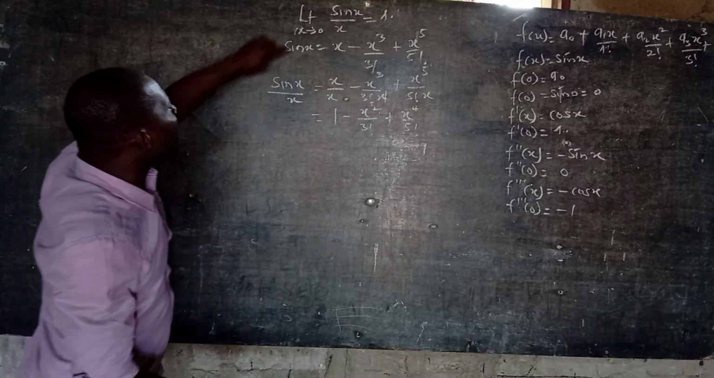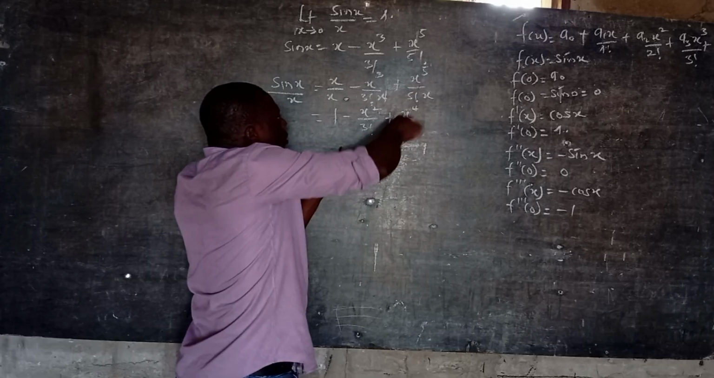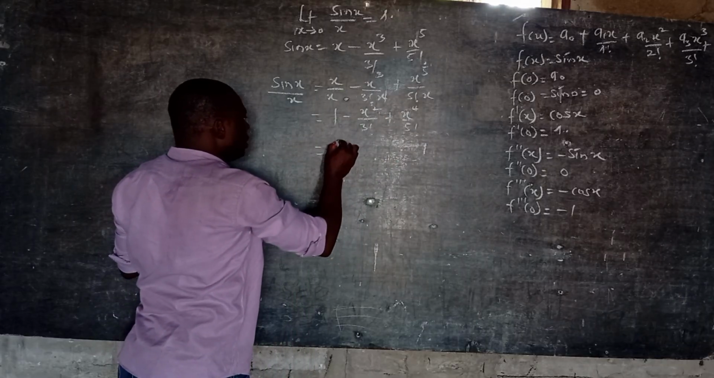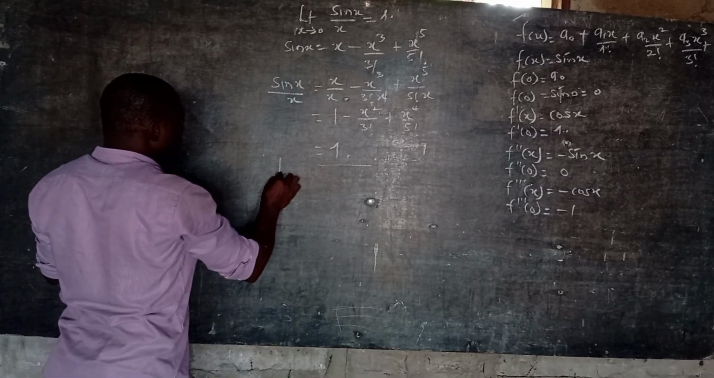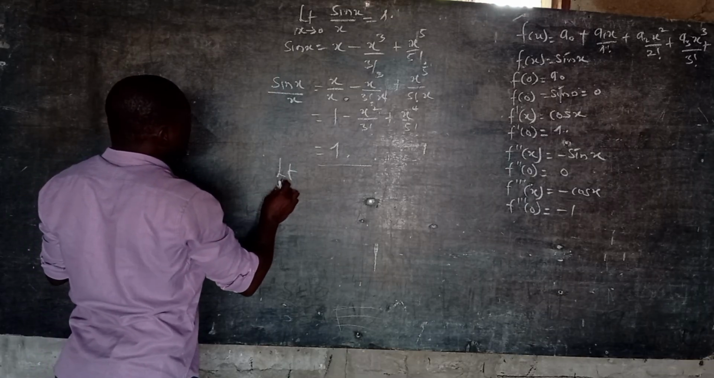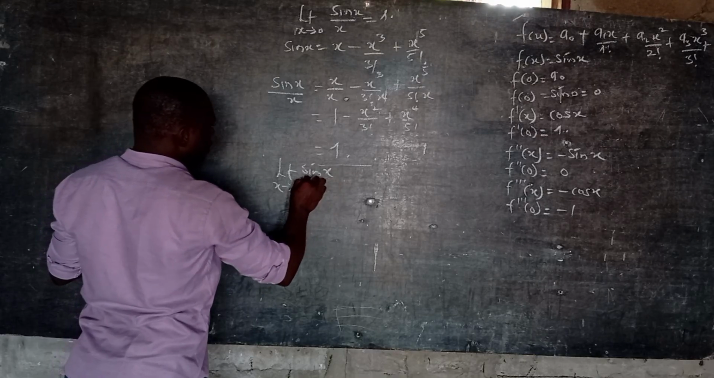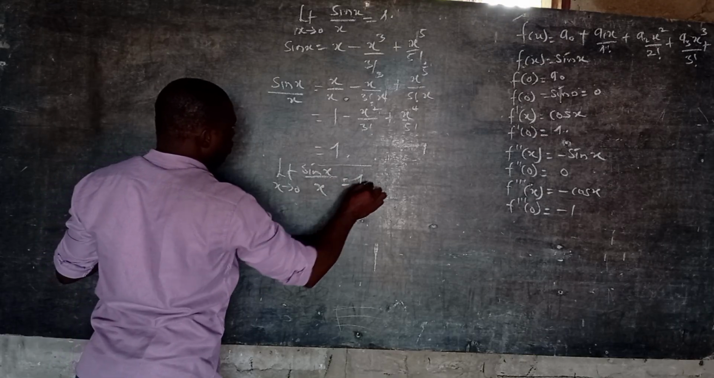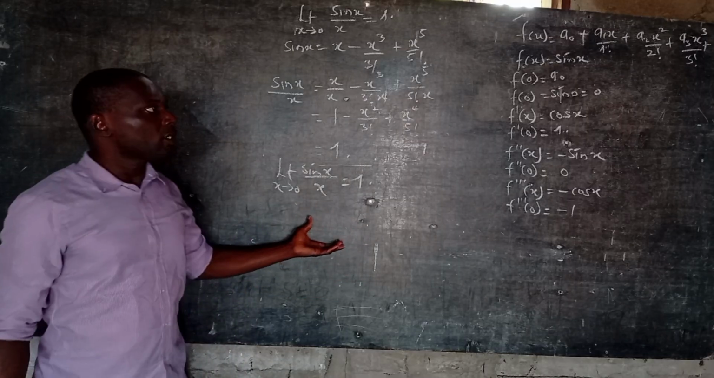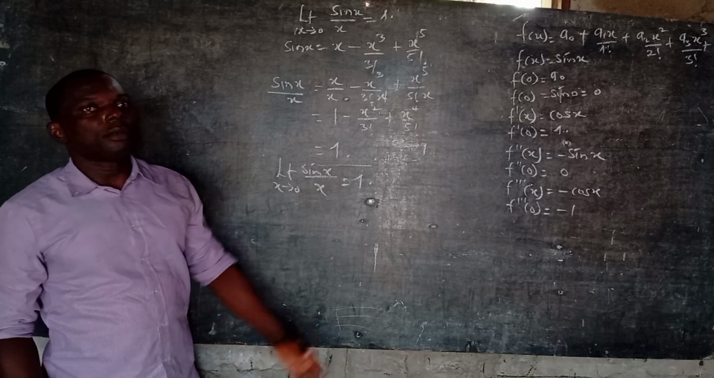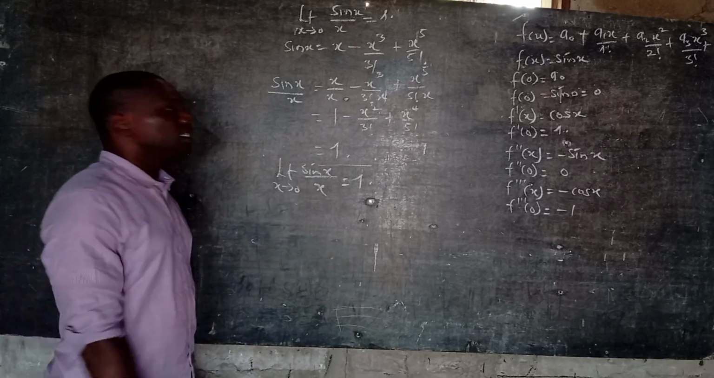We now discover that as x tends to 0, every other term here will be off, and what will be left here goes to 1. So that is why, anytime you have the limit as x tends to 0 of sine x by x, it is equal to 1. So this is the simple proof of it. It is obtained from the power series, using the Taylor or Maclaurin series approach.